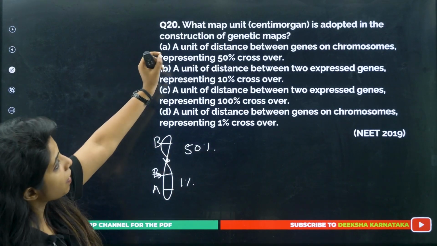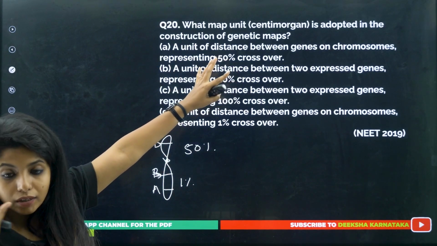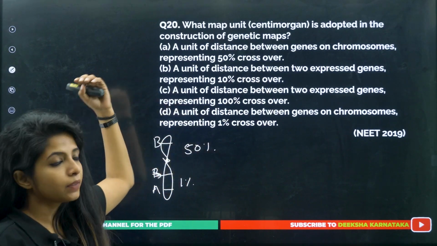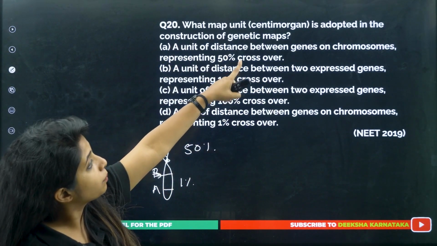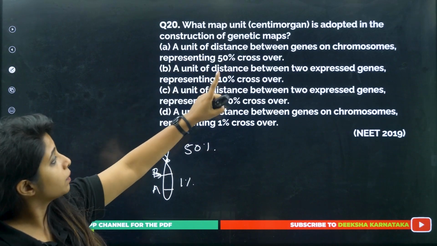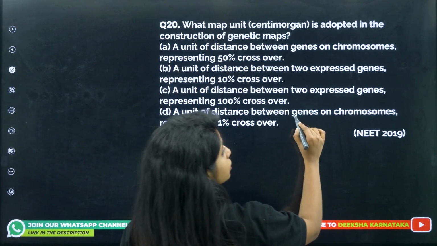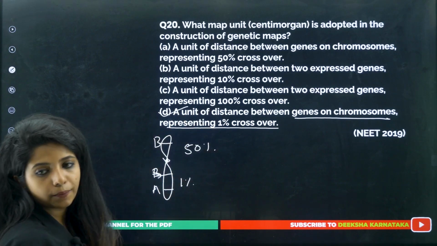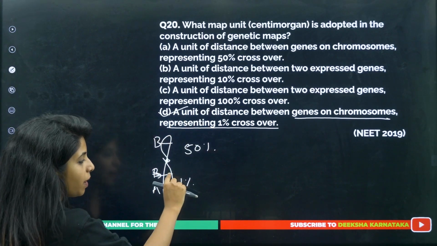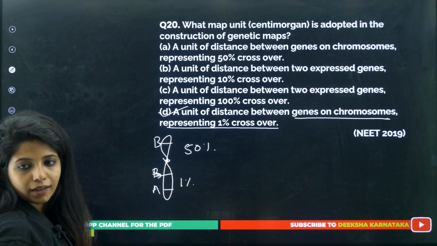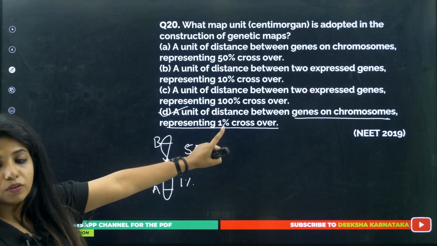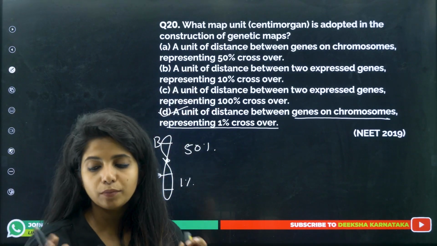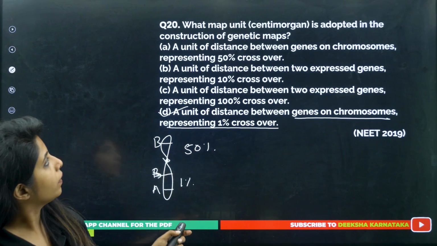So a map unit, that is centiMorgan, named after Morgan, the scientist who was able to find linkage and recombination. Okay, what map unit is adopted in the construction of a genetic map, children? A unit of distance between genes on a chromosome representing 1% crossover. This is one map unit. So it is just 1% crossover that is represented by a single map unit, or centiMorgan. Cool, going ahead.